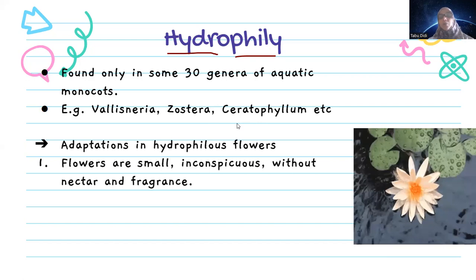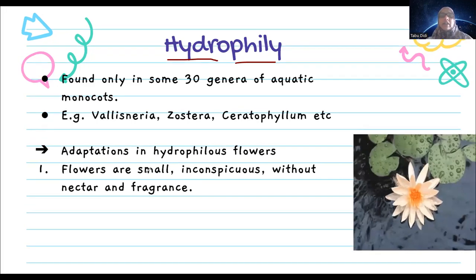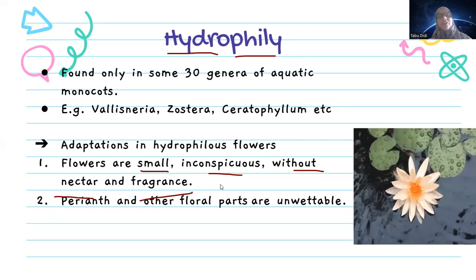So how will their flowers look? Their flowers will be, again, since water is an abiotic agent, small and insignificant. They will have no nectar. They will have no fragrance. Okay, because this is not required for the water to carry the pollen grains from the anther to the stigma.